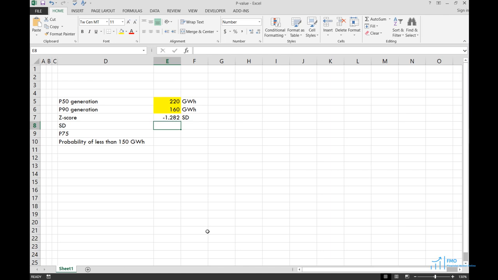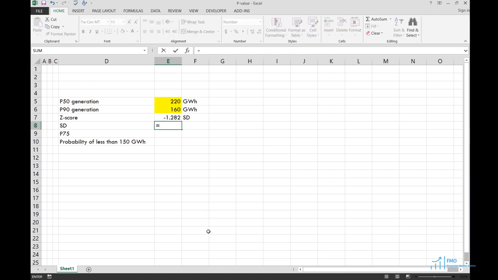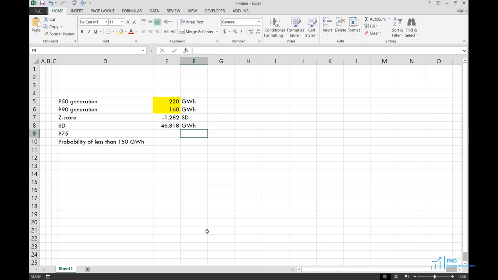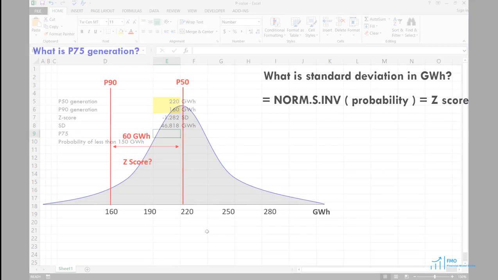To find out the value of one standard deviation in production units, we simply have to divide the difference between P90 and P50 values by the z-score. So the result is 46.8 gigawatt hours. One standard deviation is 46.8 gigawatt hours.